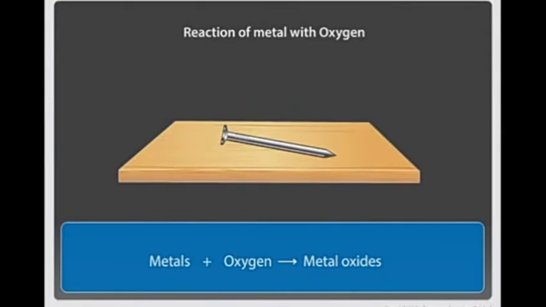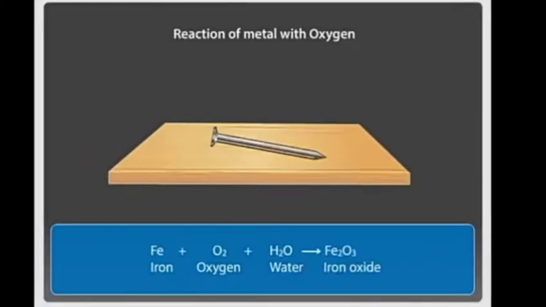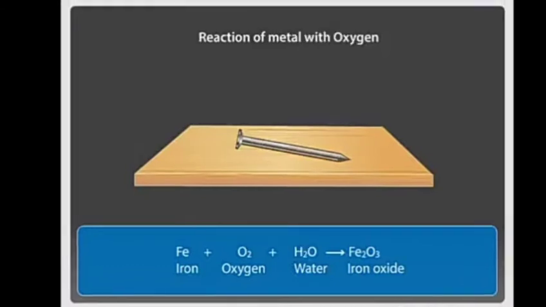First, the reaction of metals with oxygen. When metals react with oxygen, they form metal oxides which are basic in nature. Like in the process of rusting, the iron reacts with oxygen to form iron oxide. This iron oxide formed is called rust, and it is the layer of iron oxide that is deposited over the iron metal.